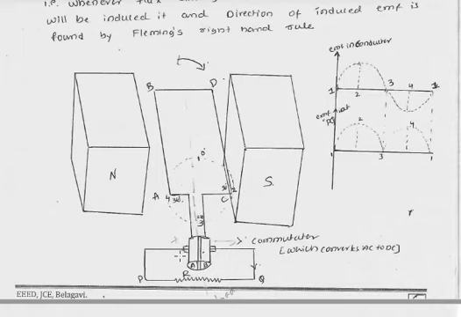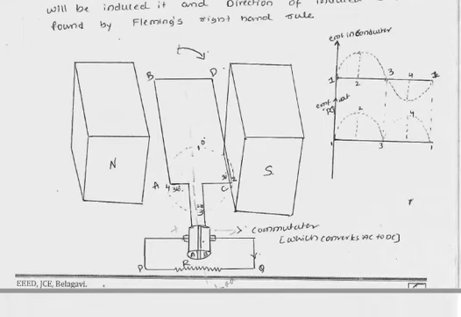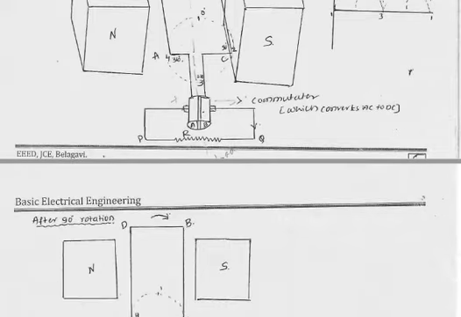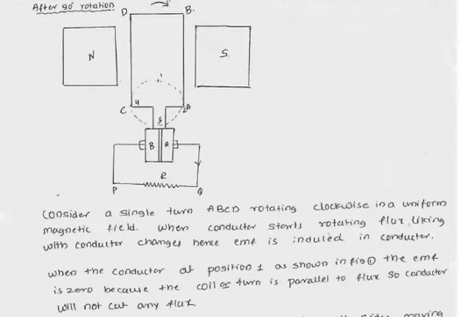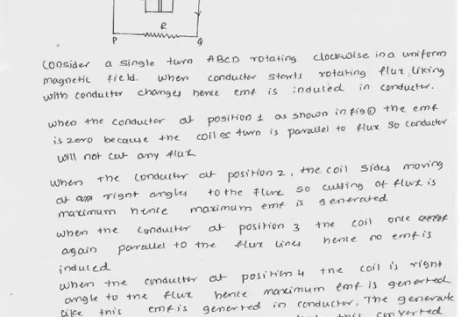We will see the commutator action, then you will understand how the commutator action converts the AC into DC. You can say a commutator is a kind of rectifier. What is a rectifier? We know the electronic rectifier, which converts the AC into a DC. Similarly, a commutator is a mechanical rectifier which converts the alternating current into a direct current.